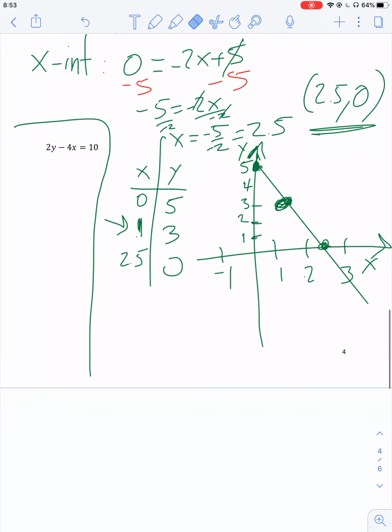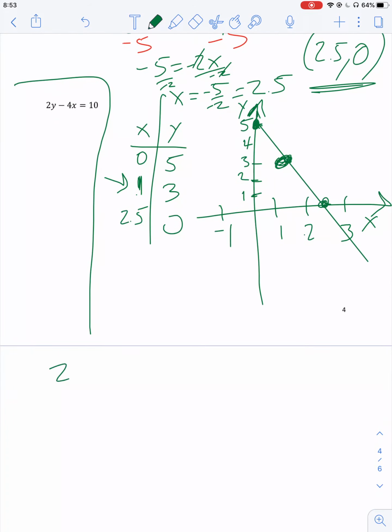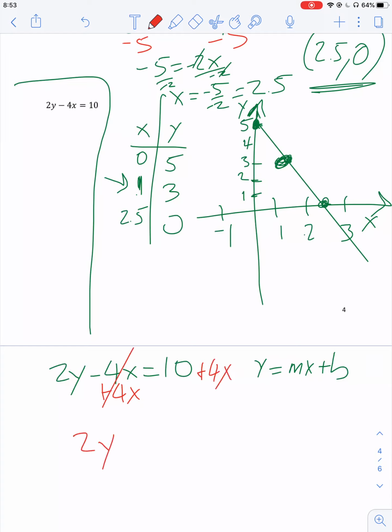So now let's work with this function. You have 2y minus 4x is equal to 10. Again, in order to do anything, you have to have this form: y is equal to mx plus b. So that means I need to get rid of this negative 4x by adding 4x on both sides. So this disappears. Now I have 2y is equal to, because this is addition, the order doesn't matter, so I'm just going to write the 4x first. This just becomes 4x and then put the 10 after. Because 4 is positive and 10 is positive, this becomes 4x plus 10.